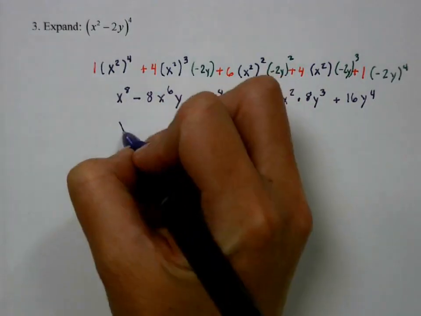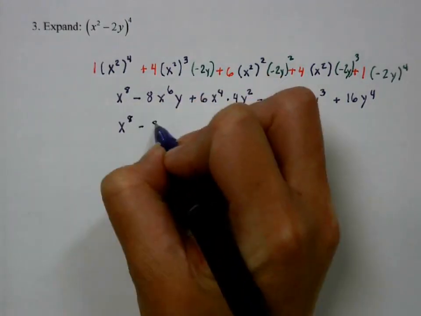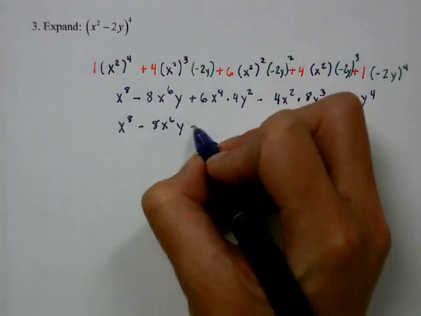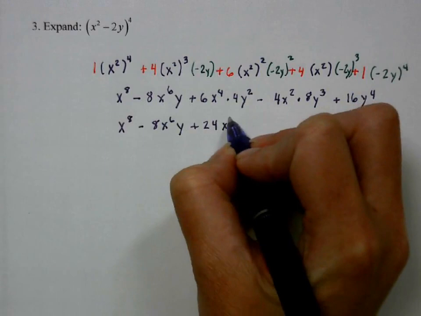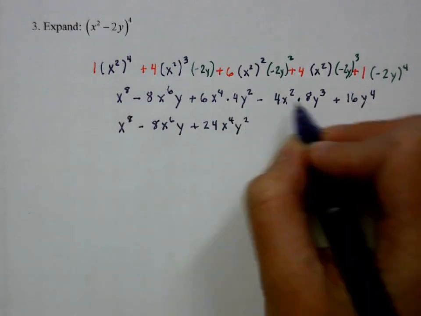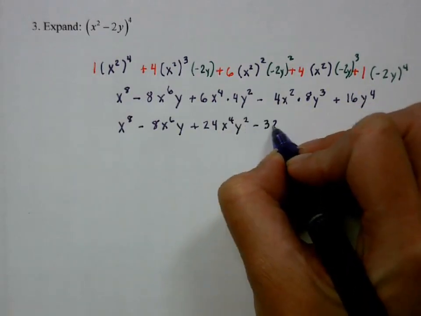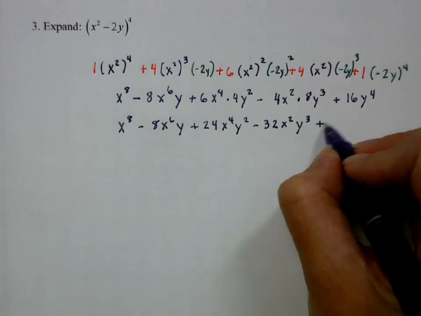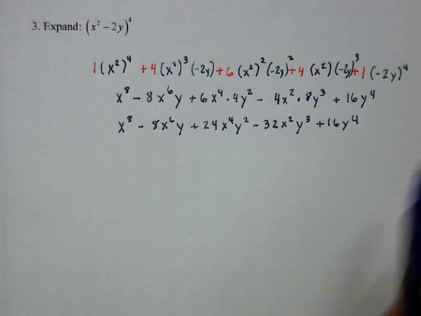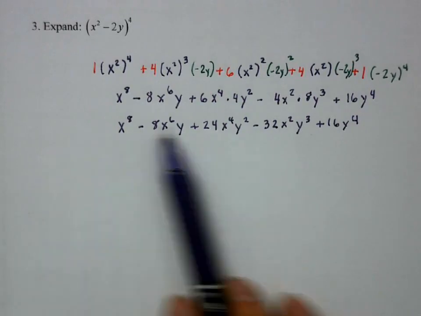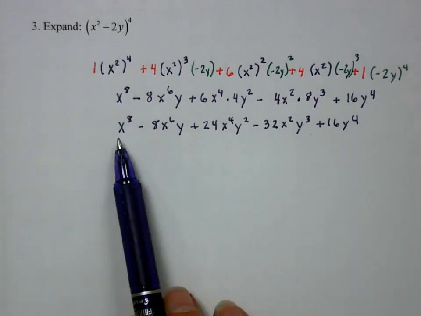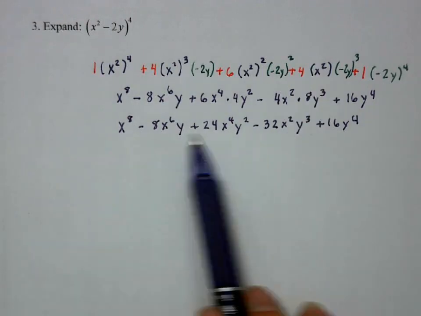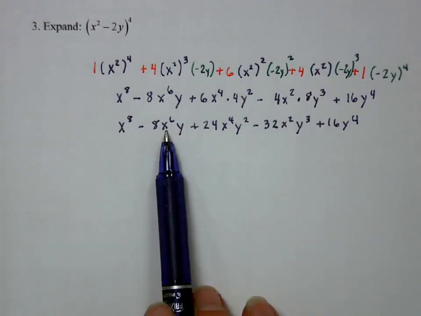So my last answer is x to the 8th minus 8x to the 6th y. 6 and 4 make 24. 4 and 8 is 32. And 16y to the 4th. So your final answer should alternate because of the negative. We've got the powers of 2. Don't forget to raise those powers. And then each term should have a coefficient, x to some power and y to some power.